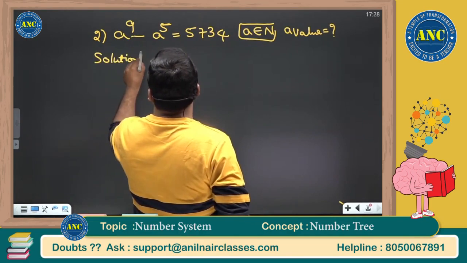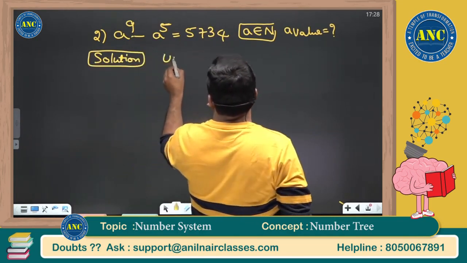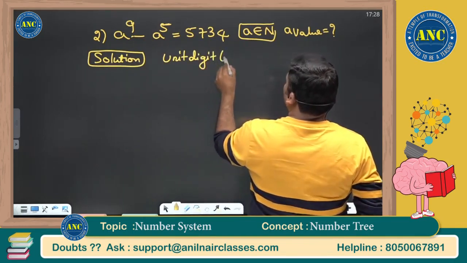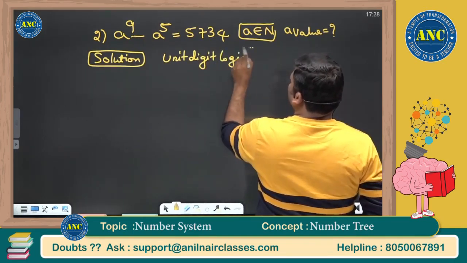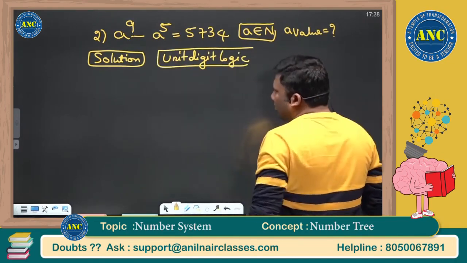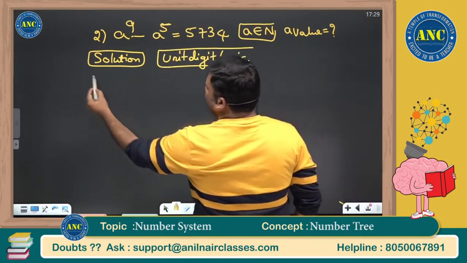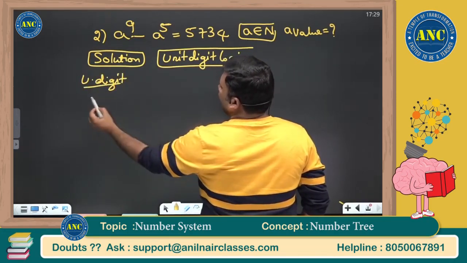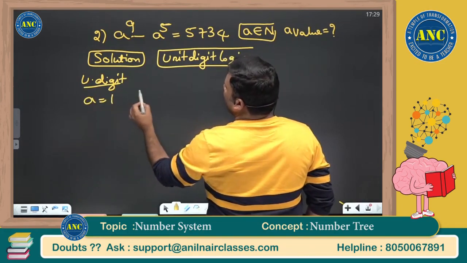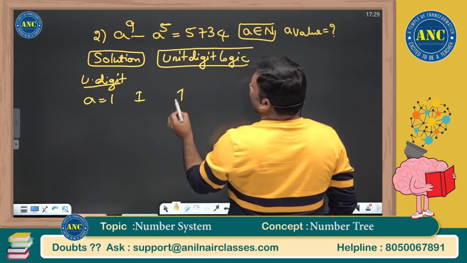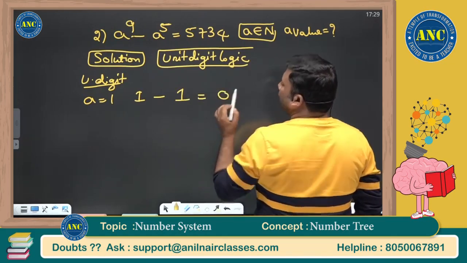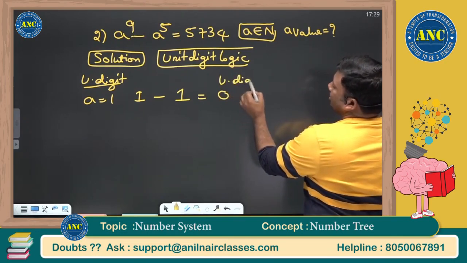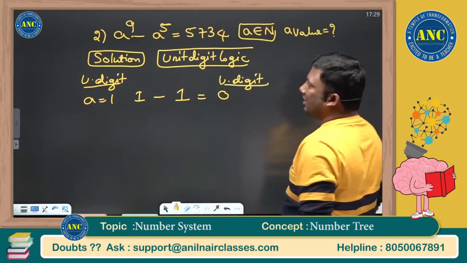Solution. The best way to solve this question is based on the unit digit logic. Now see here, what is the logic of the unit digit? Suppose I take the unit digit, then I'll share it in a single slide. If A's unit digit is 1, 1 power 9 is 1, 1 power 5 is 1. 1 minus 1 is 0, so the right hand side unit digit is 0.